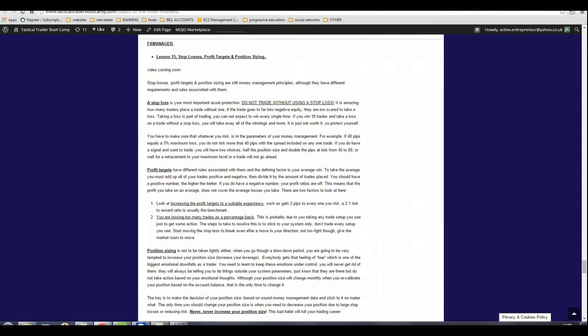This is probably due to you taking any trade setup that you see just coming into action, and just jumping into the market without a proper system, really, or rules. The steps to take to resolve this is to stick to your system. Don't trade every single setup or candle move that you see, and start moving the stop loss to a break-even level once the trade starts moving in your direction. Not too tight though, still give the market room to move.